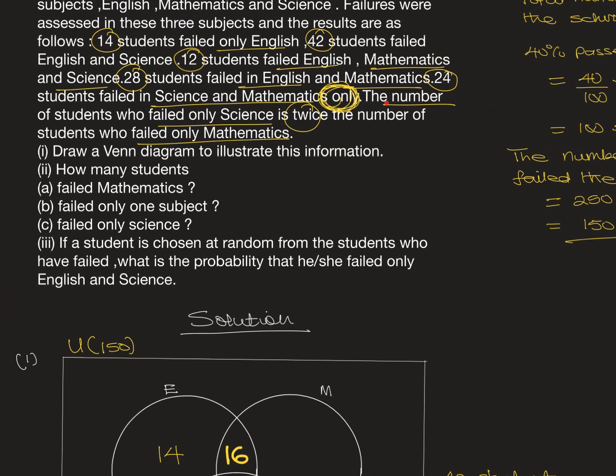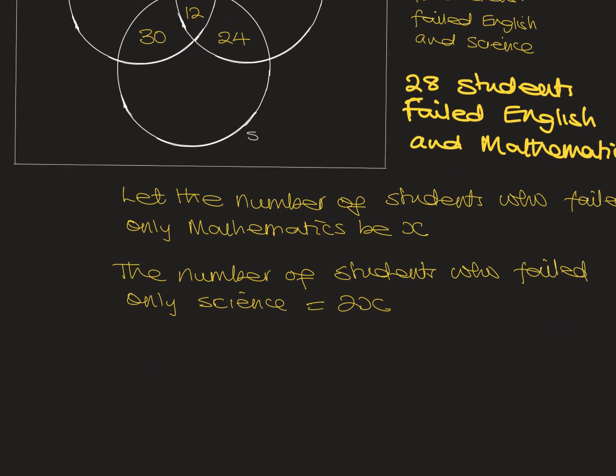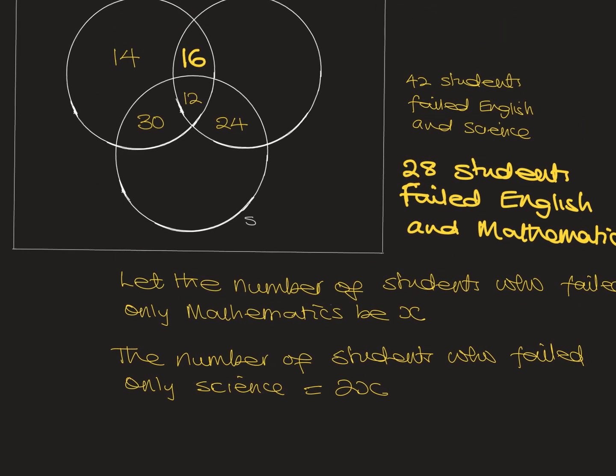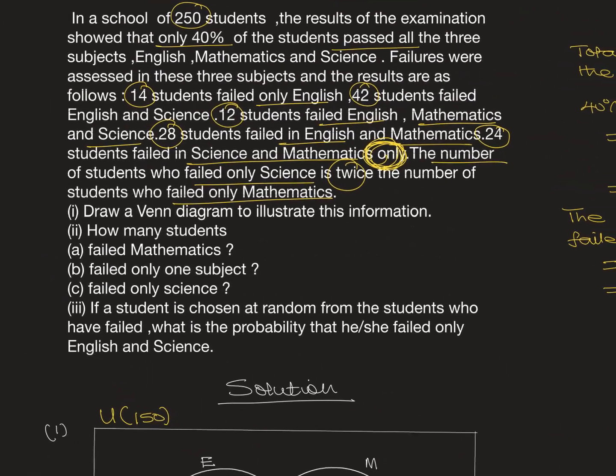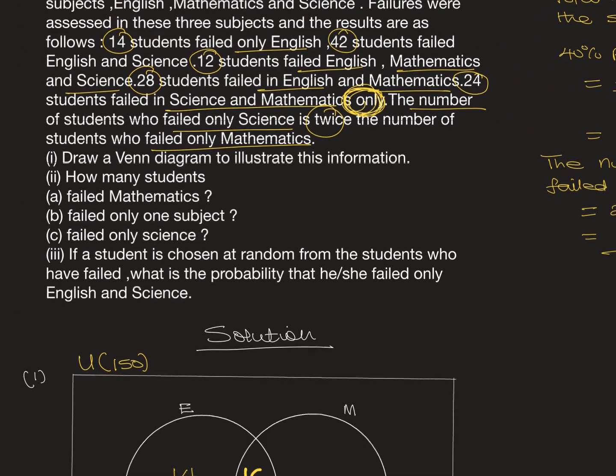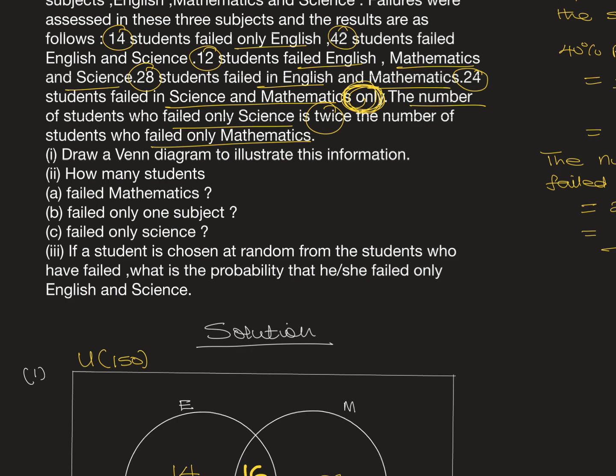It says the number of students who failed only science is twice the number of students who failed only mathematics. So if only mathematics is X, then twice of that will be only science. You get that? Okay, so you have a higher failure in science than in mathematics. So only mathematics, we've said that is X, then only science is 2X. All right. Do you have any other information? No. So that is it.